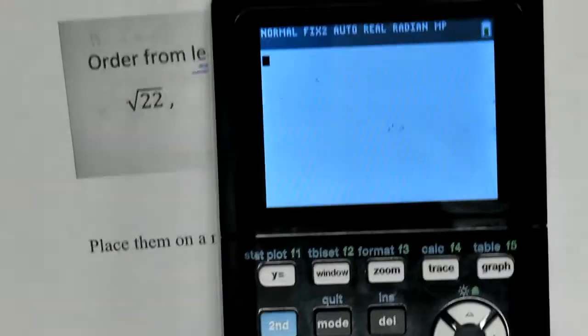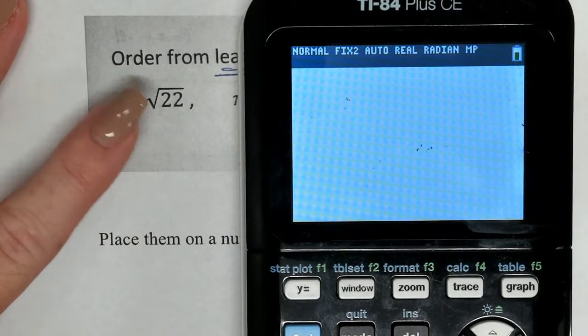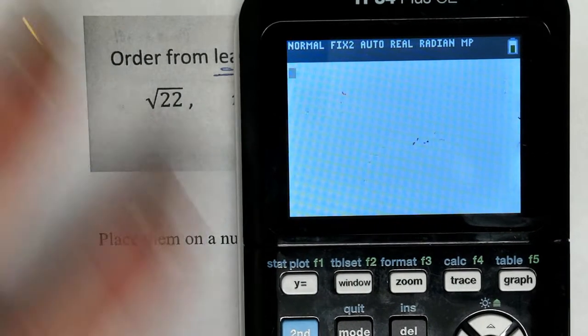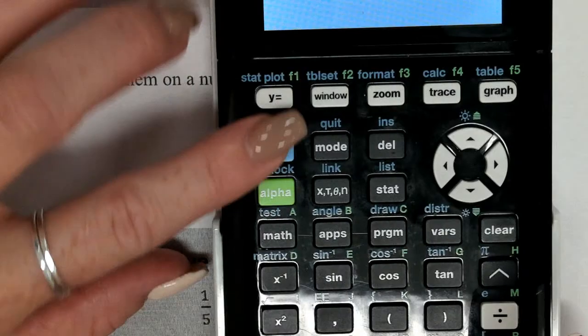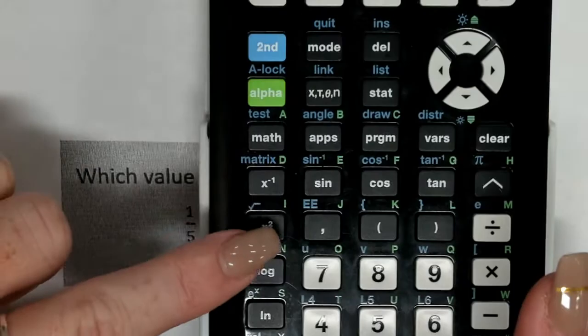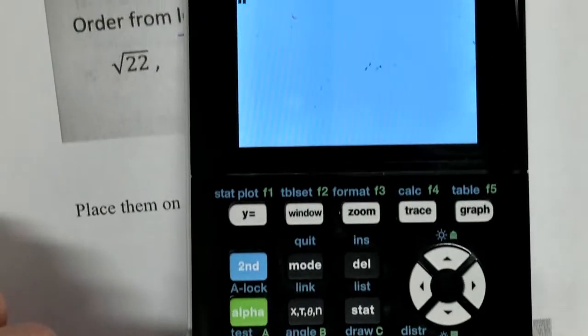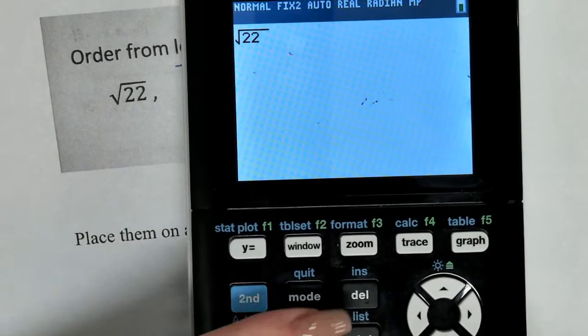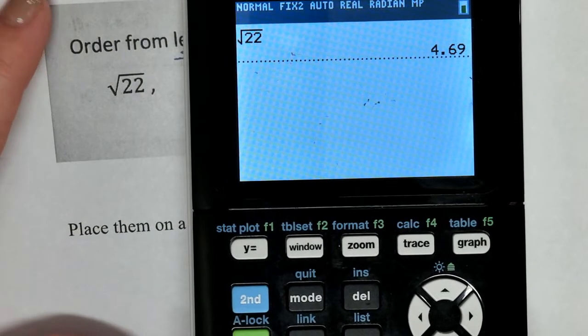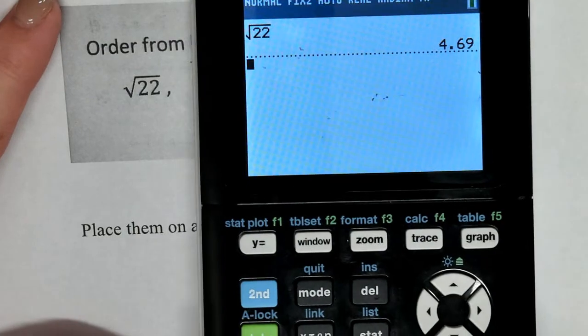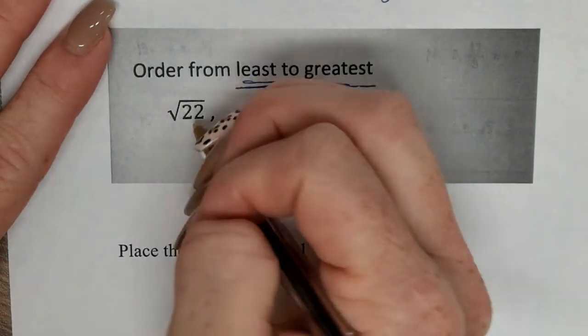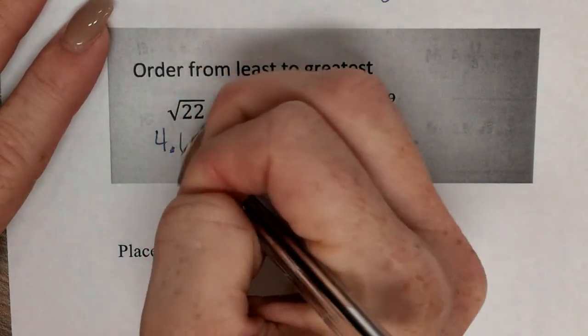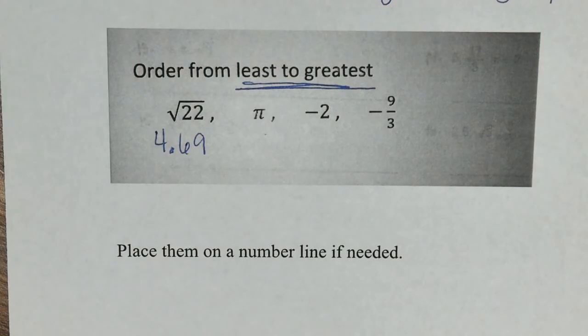All right, go back to your home screen. Change the square root of 22 to a decimal. Does everybody remember square root? Second, and then this button. So the square root of 22, hit enter. How much money is that? $4.69. So right under that, put that it's worth $4.69. That looks much better. This is now a 3rd grade question, right? Because in 3rd grade, y'all did decimals.